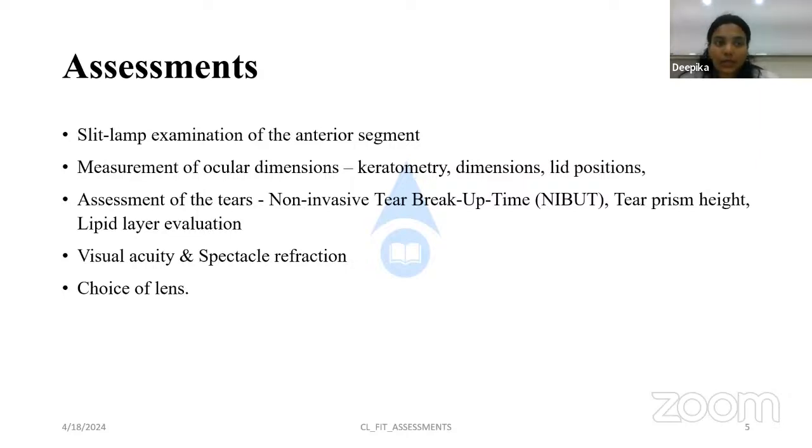The basic assessment starts from slit lamp examination of the anterior segment, measurement of ocular dimensions with keratometry, dimensions and lid positions, which include base curves, HVID, VID, and lid tonicity. Assessment of tears: non-invasive tear breakup time is seen, which is known as NITBUT, tear prism height, lipid layer evaluation, visual acuity, spectacle refraction, and choice of lenses.